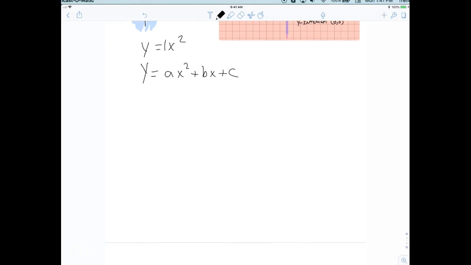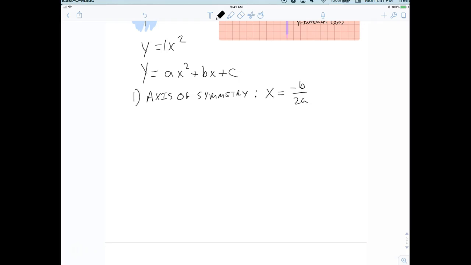The axis of symmetry. Step number 1. Axis of symmetry. Your axis of symmetry is always going to be x equals negative b over 2a. You cannot play the game if you don't know that. So that's something you have to know. So when I ask you about the axis of symmetry, you're just going to say x equals negative b over 2a. Any questions?